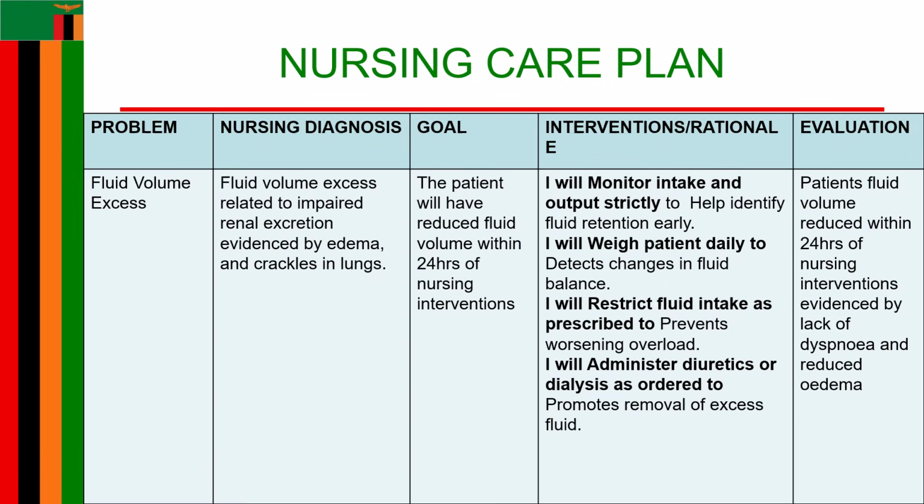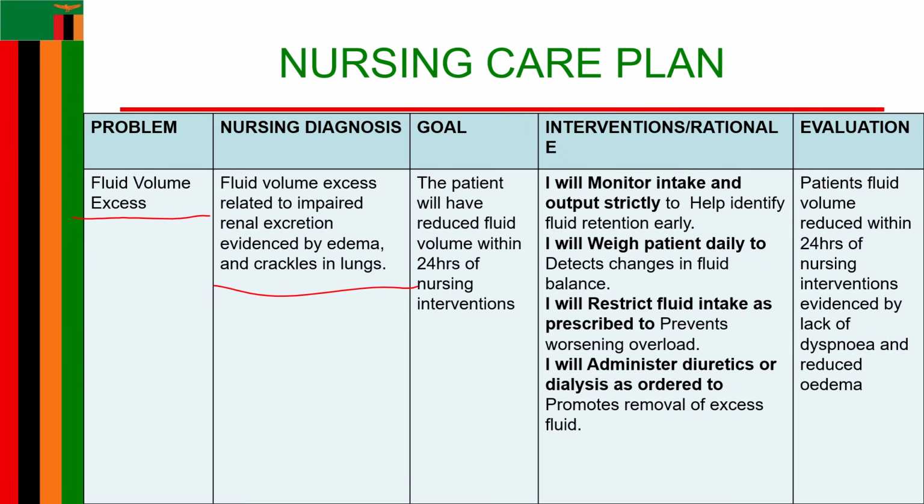So in renal failure, one of the problems that we can see is fluid volume excess. Now, as a nursing diagnosis, you are going to say fluid volume excess related to impaired renal excretion evidenced by edema and crackles in the lungs. So when we say the diagnosis should be related to something, you cannot write related to disease process, because that is what we are asking from you. We are asking what exactly, from the disease process of renal failure, is causing fluid volume excess?